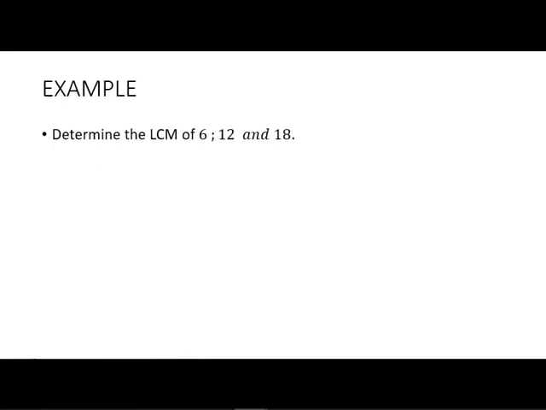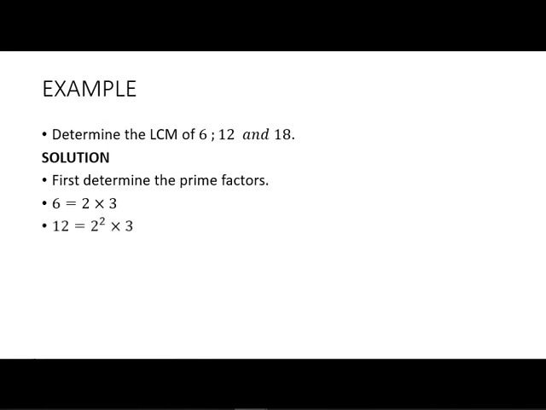For instance, if I ask you to find the lowest common multiple of 6, 12, and 18, you will first prime factorize 6, which is 2 times 3, then prime factorize 12, which is 2 squared times 3, and prime factorize 18, that'll be 2 multiplied by 3 squared. What will be your lowest common multiple?